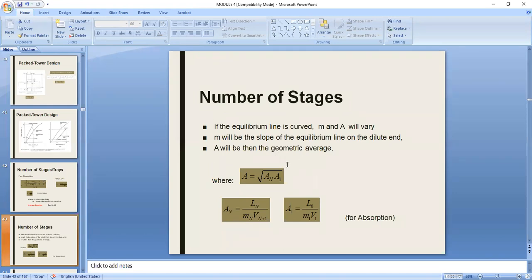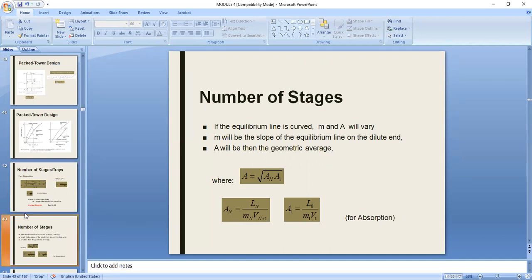be the geometric average. Okay, so the labeling here is based on the original labeling, which is that of John Coulson: L1, V1, L and V sub n plus 1. In here, at the top of the column, it's L0 that is being used. V1 is the gas phase that leaves the top of the column. Okay, so that's it for gas absorption.